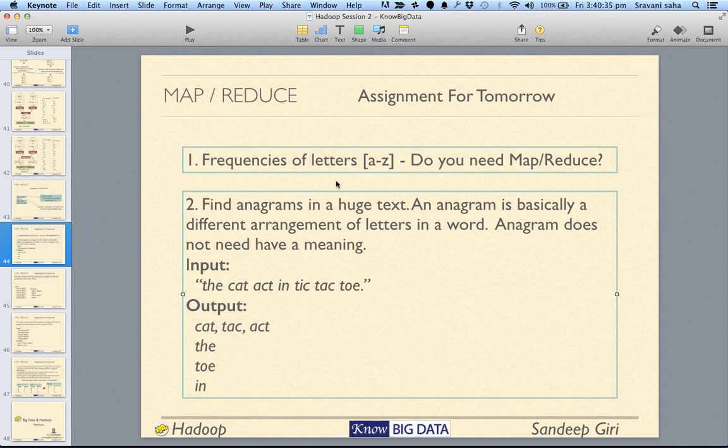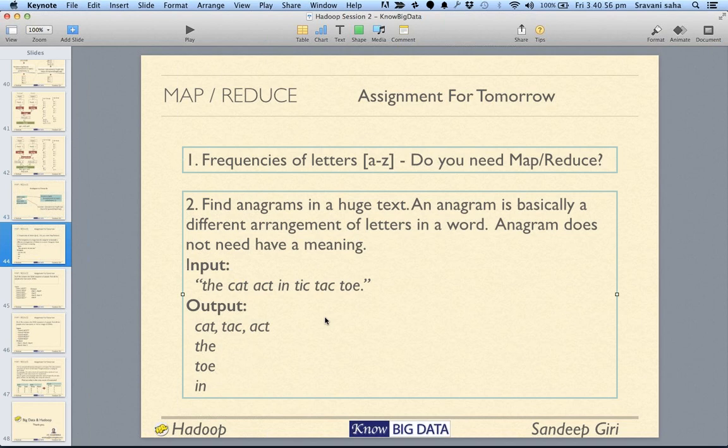Even though you may not agree here that MapReduce is required, still just write a simple logic, in your own plain text or any pseudo programming language. We are not looking for code per se.